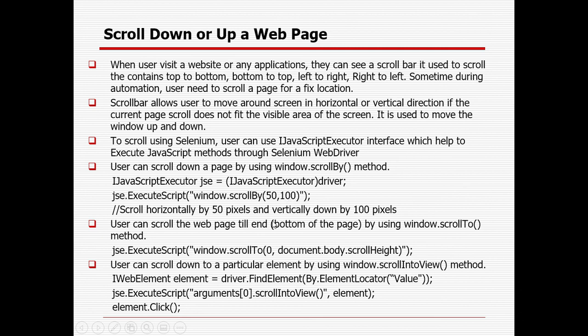And if you want to go to the bottom or origin of the page, you have to use window.scrollTo. And if you want to identify or move your scroll bar to a particular element location, you have to use the scrollIntoView method, and once the element is identified, you can perform the relevant operation. So those are the different scroll bar movements you can do with the help of the IJavaScriptExecutor interface available in Selenium WebDriver with the help of C#.